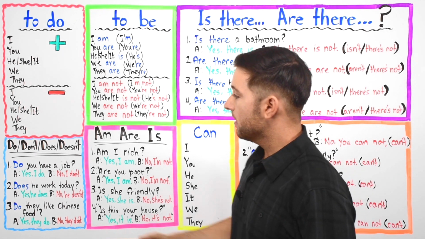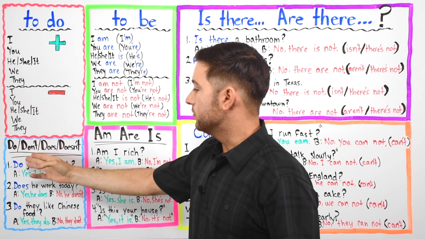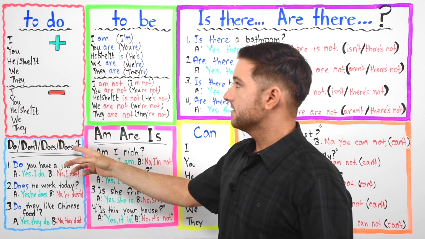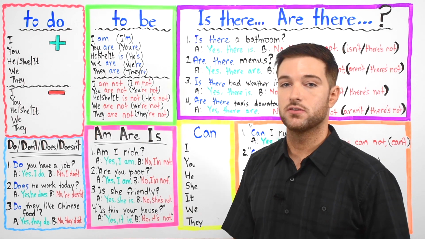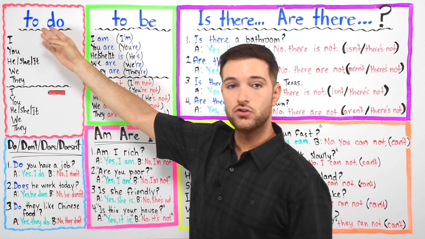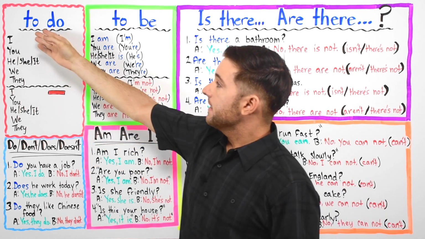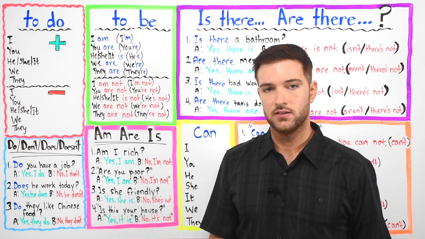Now let's go ahead and look at these words here. These words are do, don't, does, and doesn't. Do, don't, does, and doesn't all come from the verb to do in English. Okay, so this is the verb to do. Now, let's go ahead and conjugate this verb. How do you think we conjugate this verb in English?